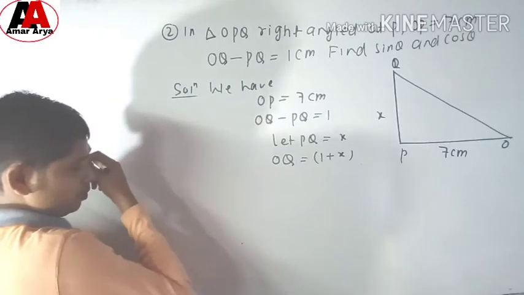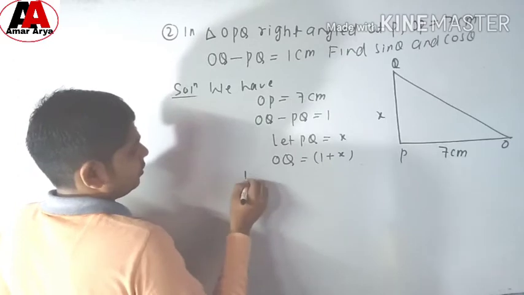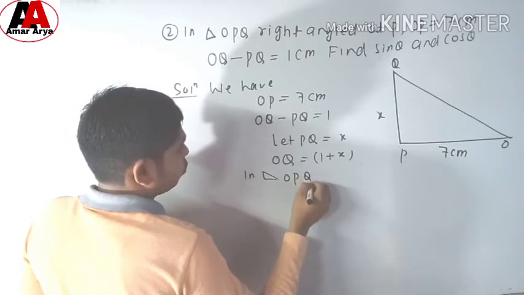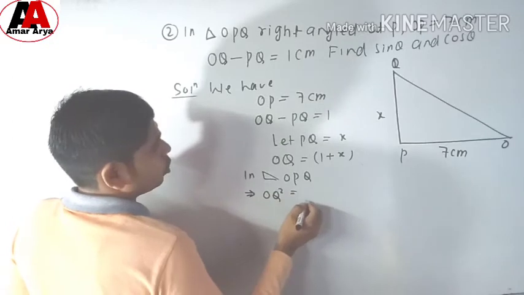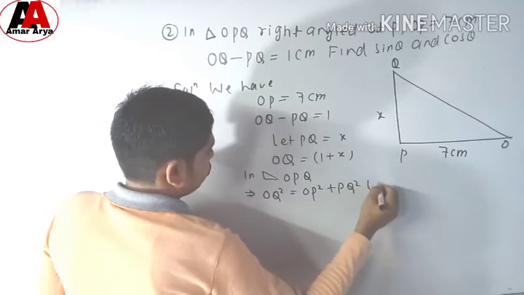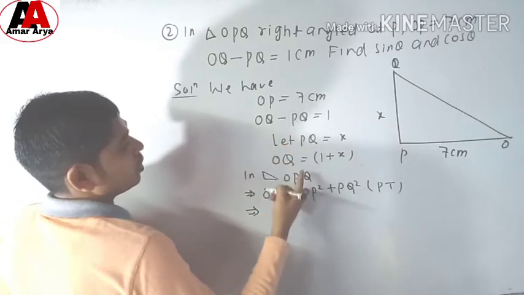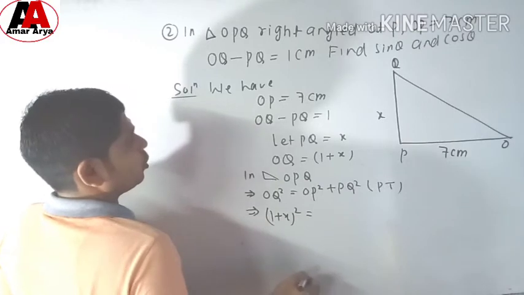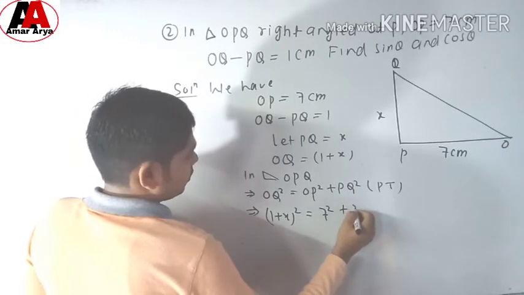Okay, so this is the value, and we can apply the Pythagoras theorem. So we can write here in right angle triangle OPQ, OQ square equals OP square plus PQ square. This is due to Pythagoras theorem, and the value of OQ, you can see, is 1 plus x whole square. So we can write here (1 plus x) square. The value of OP equals 7, its square, and the value of PQ is x, its square.